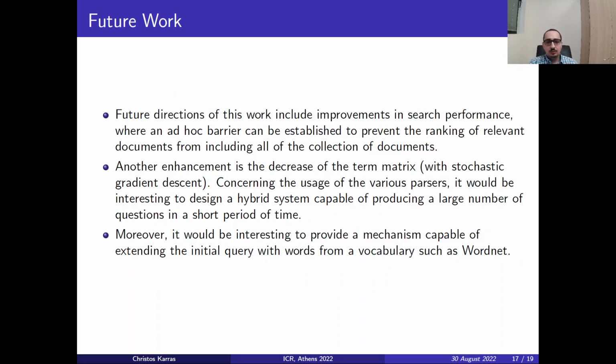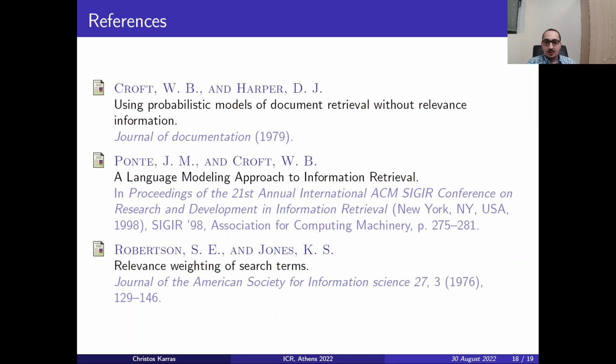Future directions of this work include improvements in the search performance, where we can set an ad hoc barrier that can prevent the ranking of relevant documents from including all of the collections of documents. Another future work is to decrease the term matrix with stochastic gradient descent. Concerning the usage of various parsers, we can also create a hybrid system which will be capable of producing a large number of queries in a short period of time, and moreover it will be really interesting to provide a mechanism which will be capable of extending the initial query with words contained within a vocabulary such as WordNet, Wikipedia, or any other vocabulary.